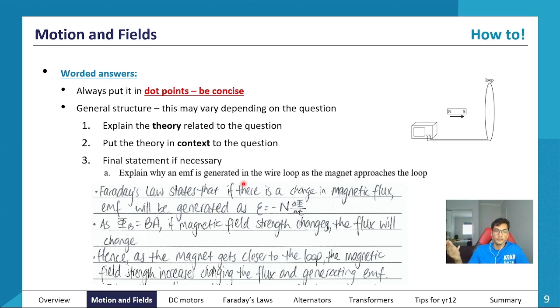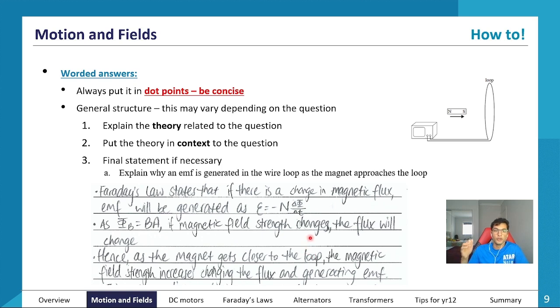The reason why I say it's a good answer is because first of all, it's stating Faraday's law. So we have the theory, and it's explaining the theory. It's included equations. This equation is not going to make sense now, but it's included the equations and explained them. And then it's finished off with a good closing final sentence. So this is a pretty good approach of how you can answer any sort of worded questions.